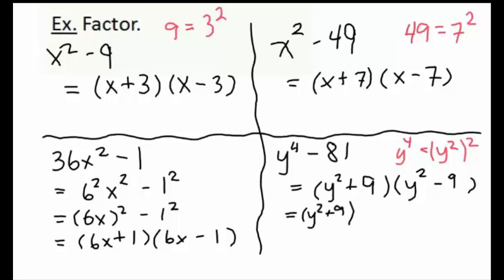However, take a look at that second binomial factor. This is y squared minus 9. So we have y squared minus 3 squared. This is a difference of squares. So we can go ahead and factor this one more time into conjugate pairs. y plus 3, y minus 3.